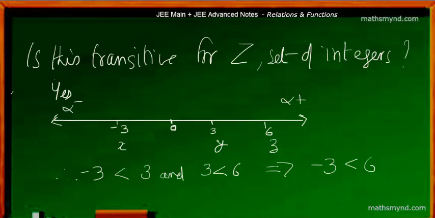Now, as we can very easily see, -3 is less than 3, and of course 3 is less than 6, which implies that -3 is less than 6. So if -3 and 3 form a relation and 3 and 6 form another relation, then naturally a third relation can be easily applied, which is of the ordered pair (-3, 6).